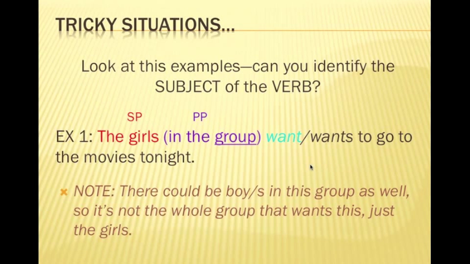So, a couple of things to think about in terms of logic. You see, the girls may not be the only people in this group. So that's something to consider. It's not the whole group, it's only a certain part of the group. And then, of course, thinking about that this part of the group is also plural. So just think for a moment, there could be boys, or even just one boy in this group. So it's not just the whole group that wants it, just the girls.